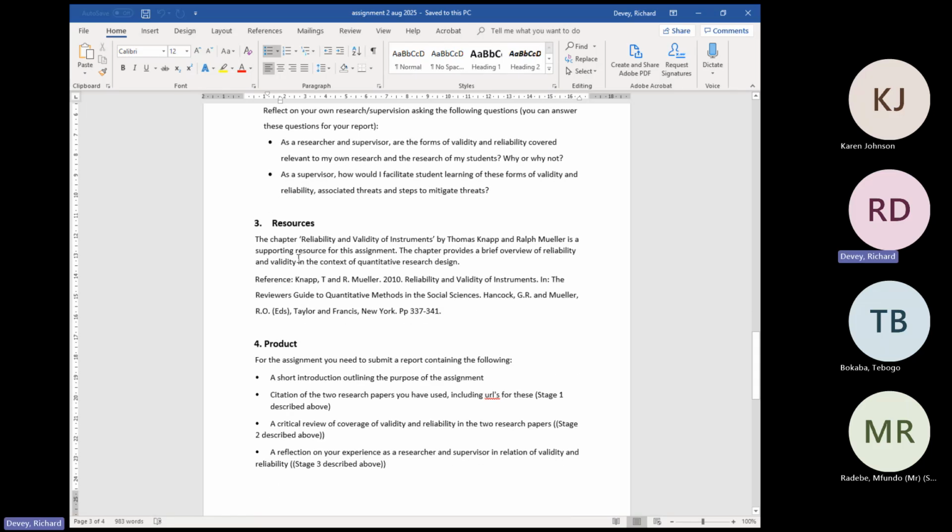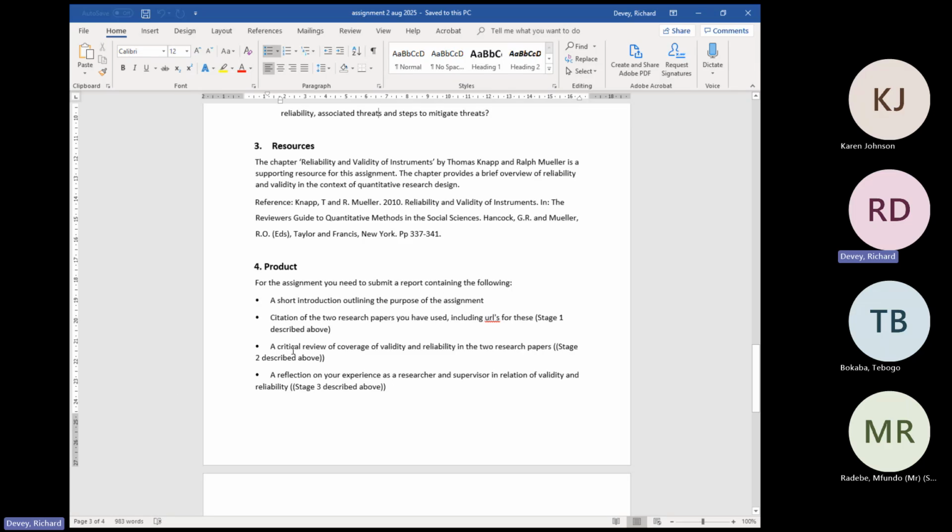Okay, I'm going to give you a chapter by Knapp and Muller, which is the reliability and validity of instruments, and that's a supporting resource for this assignment. It provides a brief overview of reliability and validity in the context of quantitative research design. And there are some questions that they ask, they've got some desiderata for what researchers should use when they're talking about reliability and validity.